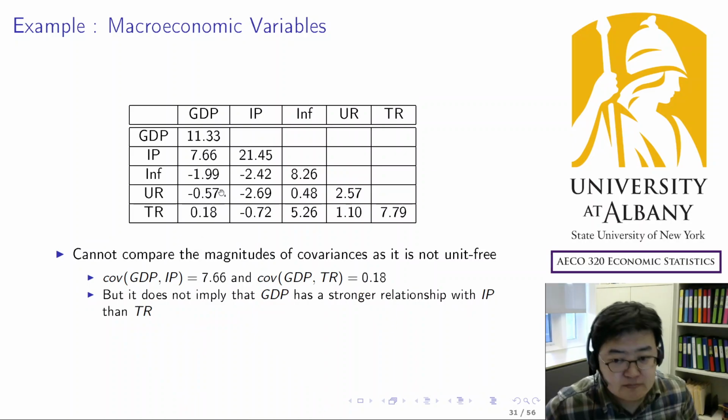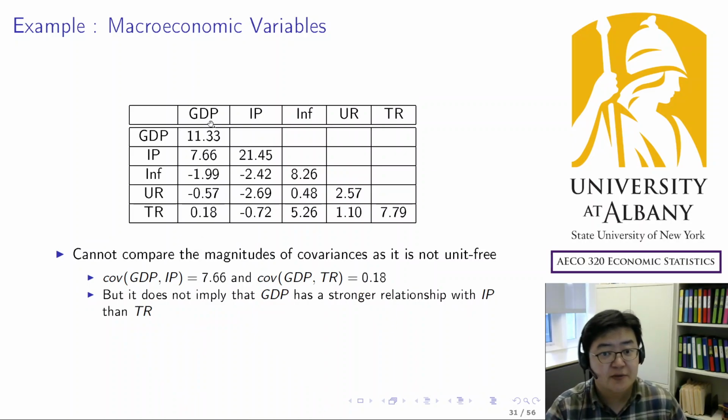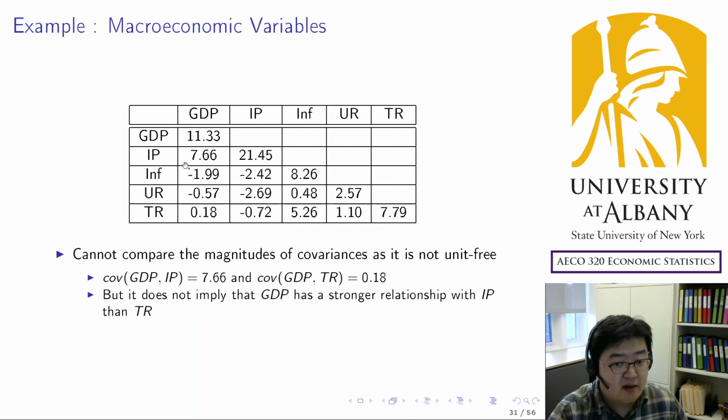Now the problem here is you can tell whether it is negative or positive. However, you cannot compare the absolute values. Say, for example, the treasury bill rate is positive 0.18 and industrial production is positive 7.66 with GDP growth rate. But how can you compare 7.66 to 0.18? The answer is no. You cannot compare them at all.